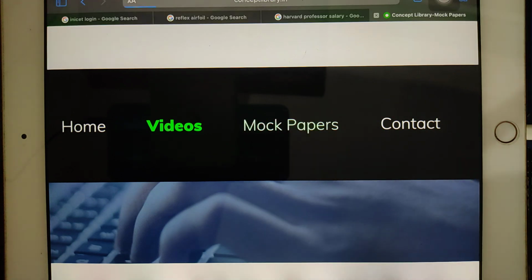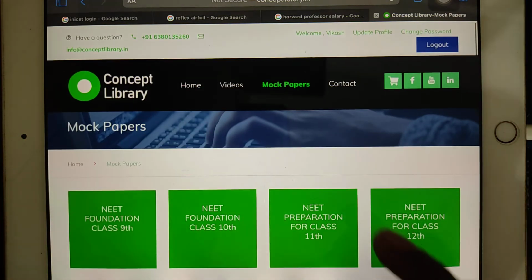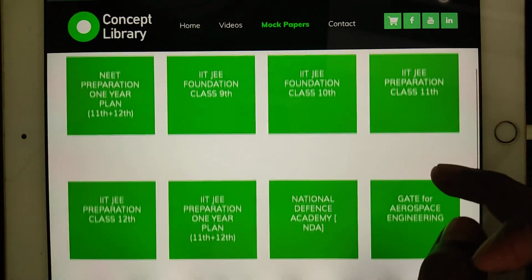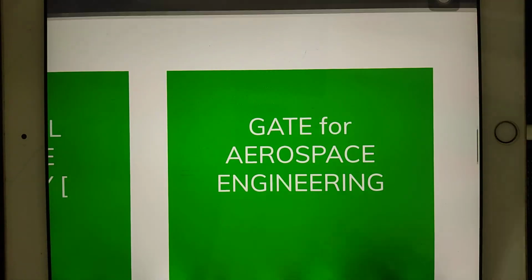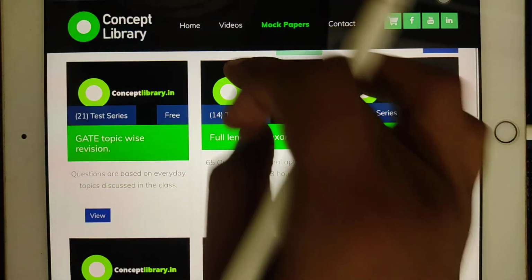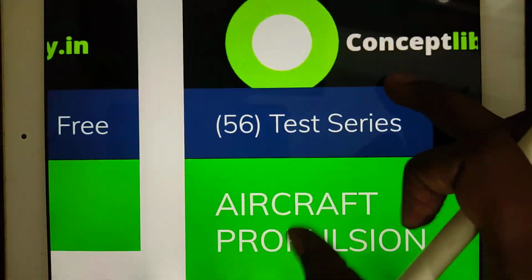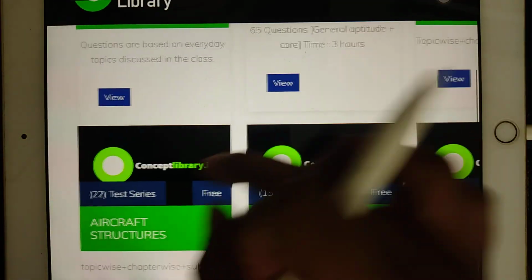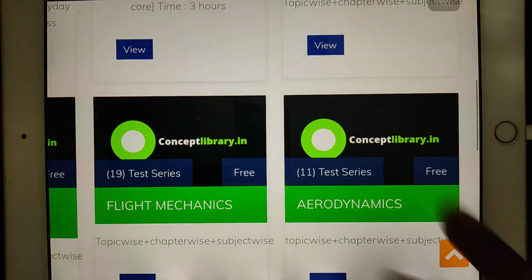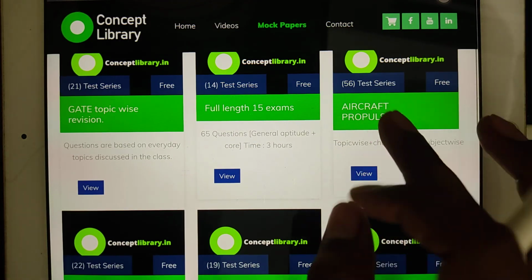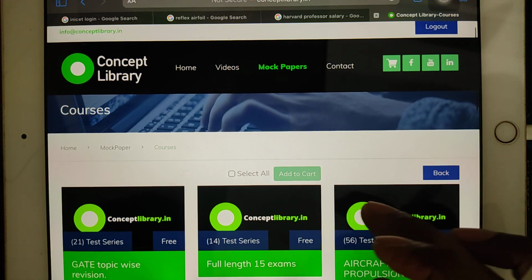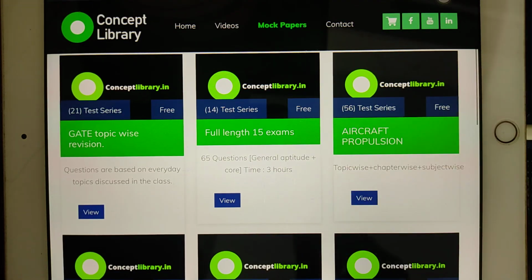Click here first on the mock paper, then a new page opens, but it looks very similar. Now go to mock paper, then go to GATE Aerospace. You can see here 21 test series here and 14 test series here, 56 test series here, 22 test series here, 19 test series here. Total 275 test series are available till now, and I am adding 125 more new test series.